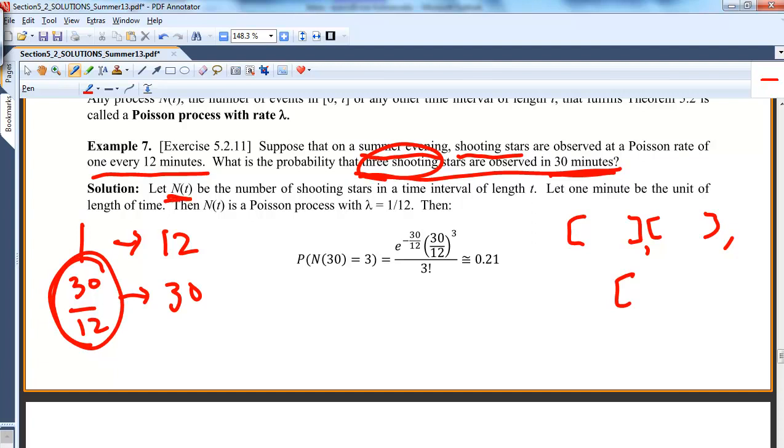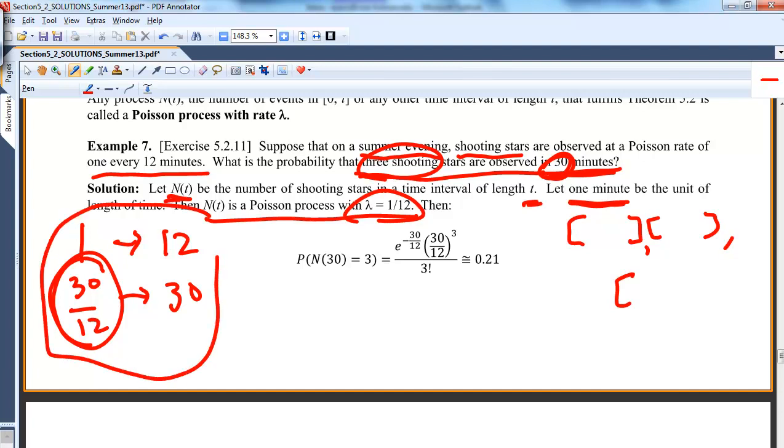I'm going to let N of t be the number of shooting stars I see in an interval of length t, and that interval is in this case 30 minutes. Let 1 minute be the unit of time length. Then N of t is a Poisson process with lambda 1/12 per minute. So this is my t, because I'm looking at 30 minutes, and my lambda is 1/12 per minute. Here I'm in that Poisson random variable mode where I'm just trying to figure out what lambda is. So the probability that in a 30-minute interval you see 3, I'm just putting 3 in for x, and I get a probability.